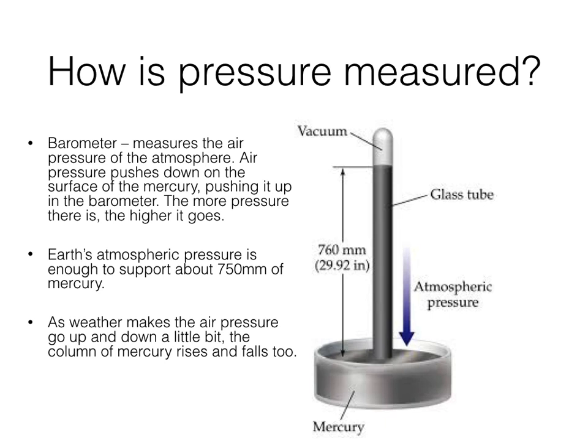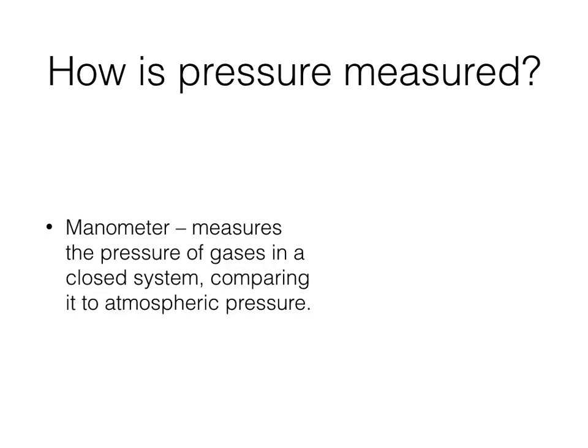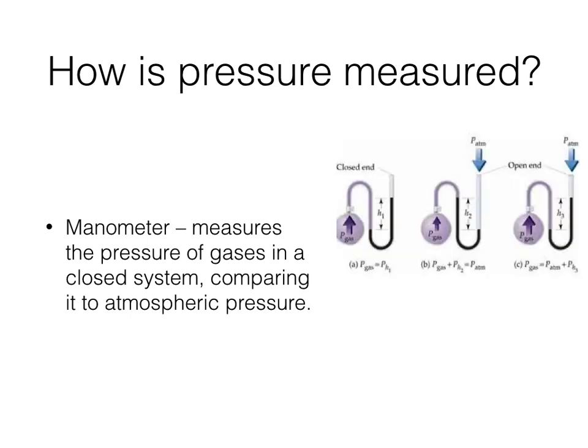That changes a little bit day to day with the weather. Air pressure goes up, the column of mercury goes up. Air pressure drops, it goes down. When the mercury is falling, people say, when air pressure is dropping, that usually means there's a storm approaching. Another way of measuring it is a device called a manometer. That measures the pressure of gases in a closed system, comparing it to atmospheric pressure.